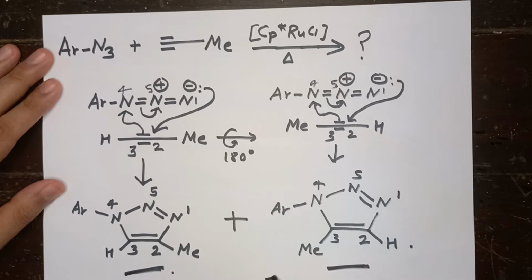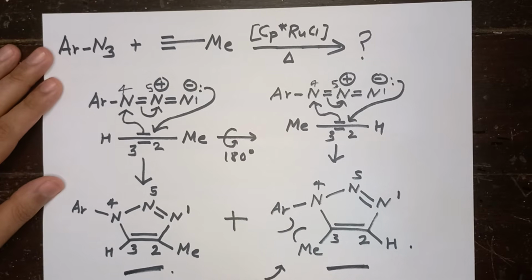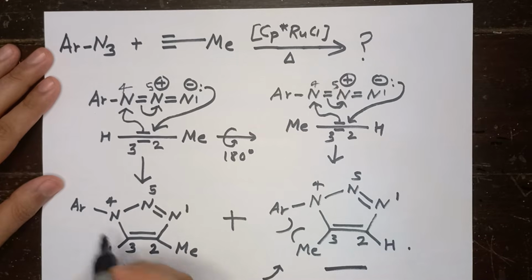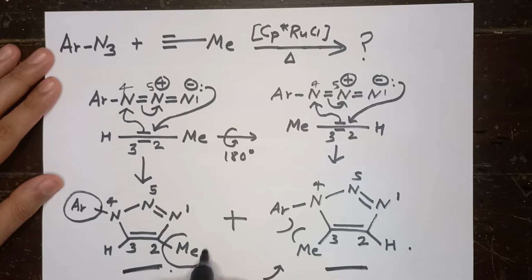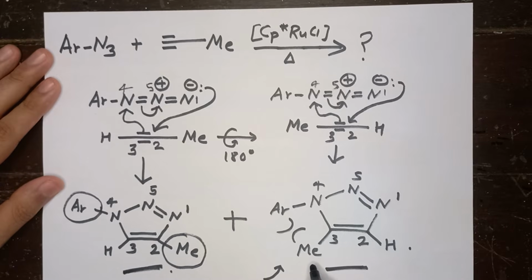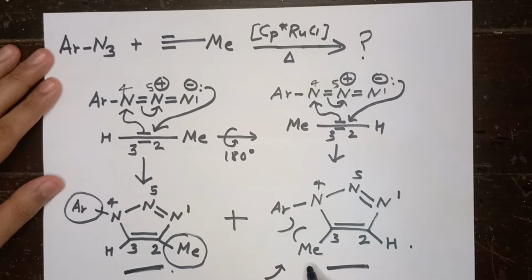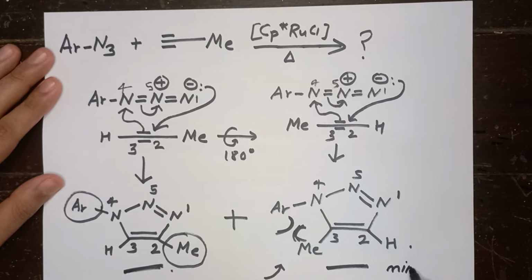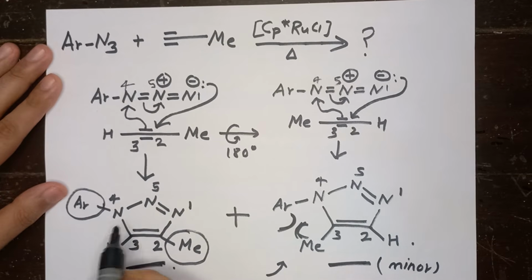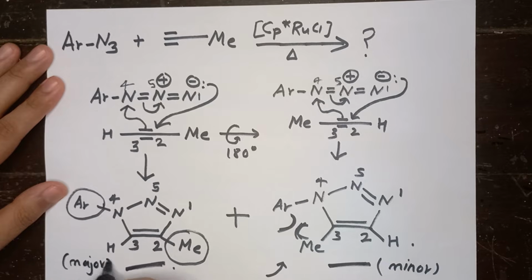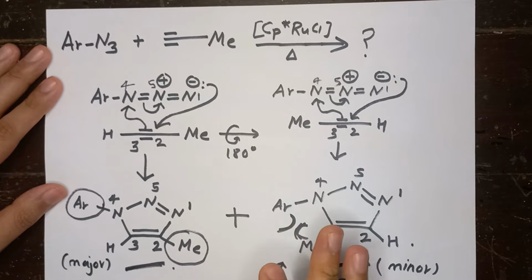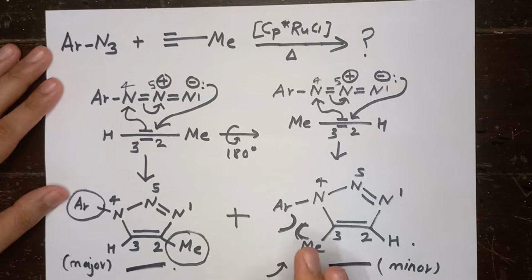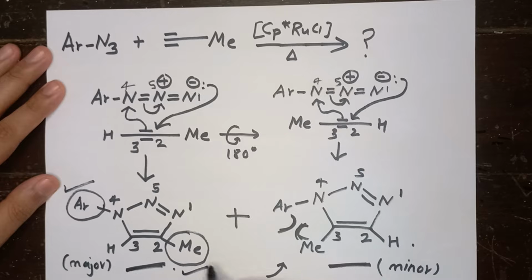So if you look at this product, we have the aryl group and a methyl group coming close to each other and causing hindrance to the overall system. But here, the Ar group and the methyl group are far from each other. That's why it gives stability to the molecule. So hindrance is the reason why this molecule is the minor product, whereas this one, where the two R groups are sitting far from each other, is the major product. So always remember, when you are doing the click reaction or the azide-alkyne cycloaddition, you need to keep the two R groups far from each other.